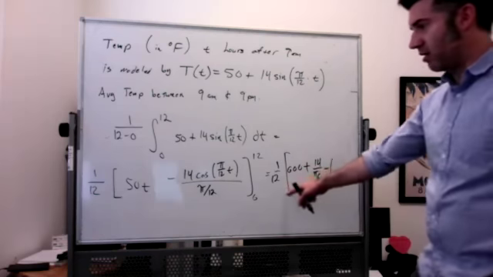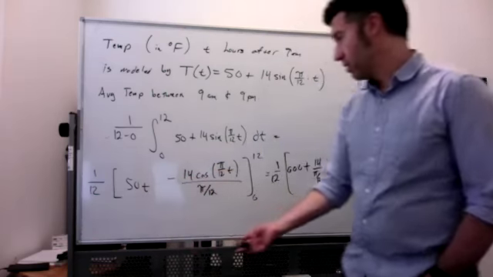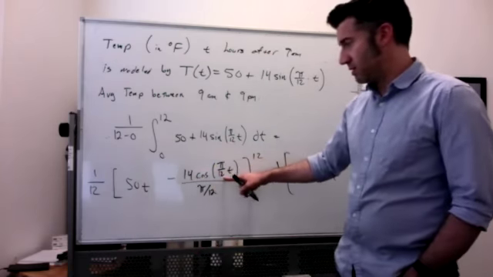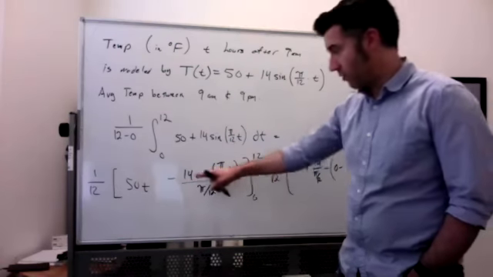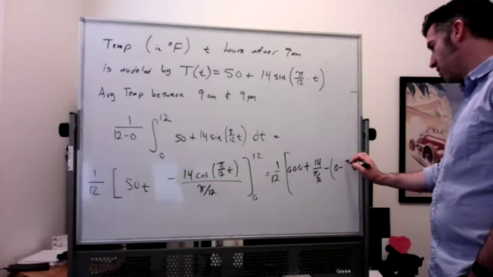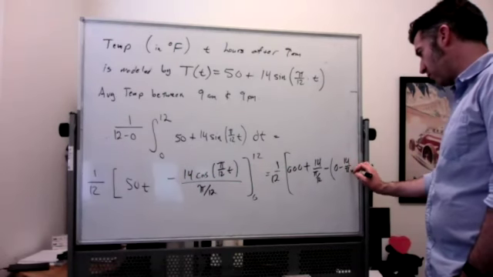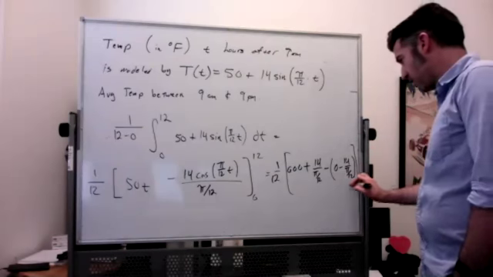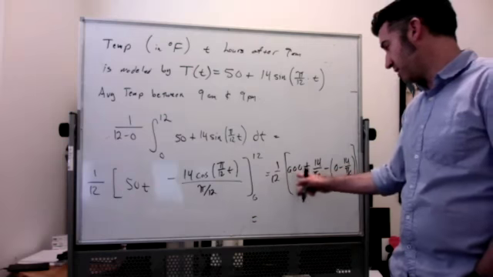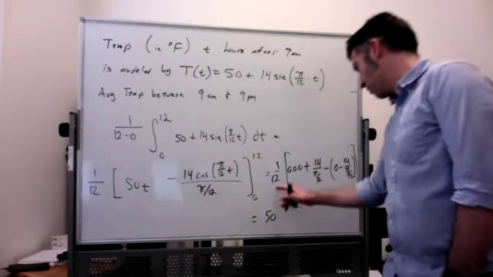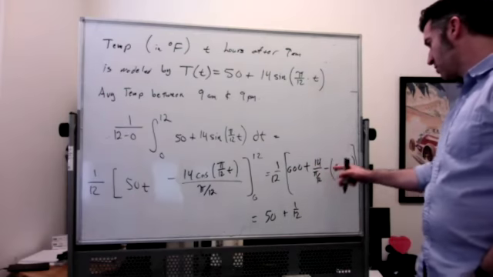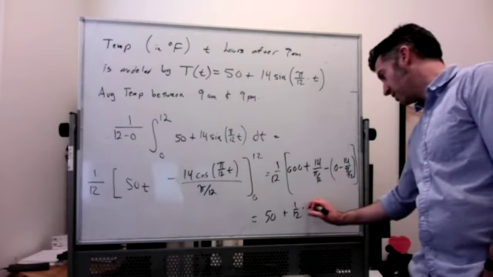Minus, then we plug in 0. 50 times 0 is 0. Minus 14 times cosine of 0, which is 1. Right, cosine of 0 is 1. So we get 14 times 1 over pi over 12, so another 14 over pi over 12. So this ends up being 1 over 12 times 600, which is 50, and then 1 over 12 times 14 plus another 14, so 28.